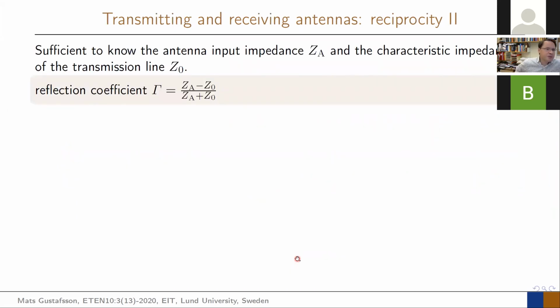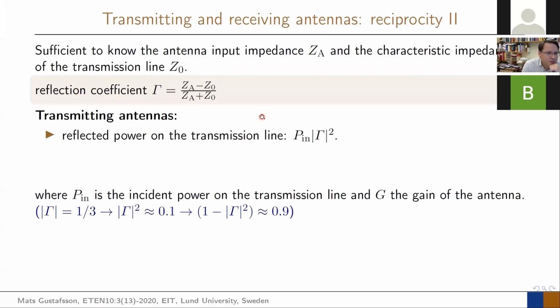And if we do that, we can see that to determine both the receiving properties and transmitting properties, the only thing we need to know is the input impedance of the antenna. So the circuit characterization of the antenna is really this input impedance that gives us what we would like to have for the antenna. And having it, as I mentioned before, we have the reflection coefficient. That means that in a transmitting antenna, we get some reflected power on the transmission line, which is the incident power times the reflection coefficient squared. That says how much power goes back.